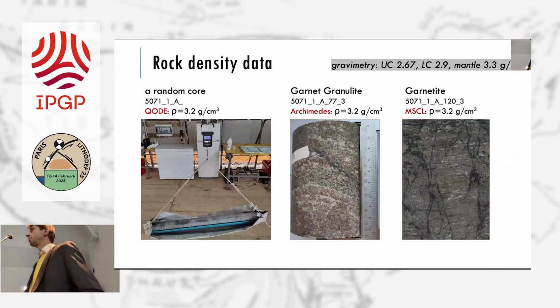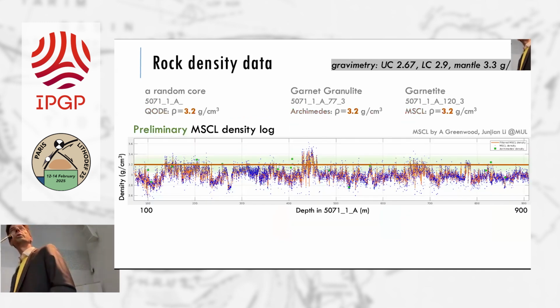Another physical parameter, which is very often used in geophysics, is the density of the rocks. Here are 3 examples taken sort of randomly from the second borehole. Each of them has a density of 3.2 grams per cubic centimeter, so very close to the mantle density, which is 3.3. And this is the full log of densities of 900 meters of cores that we have scanned in the multi-scanner core logger.